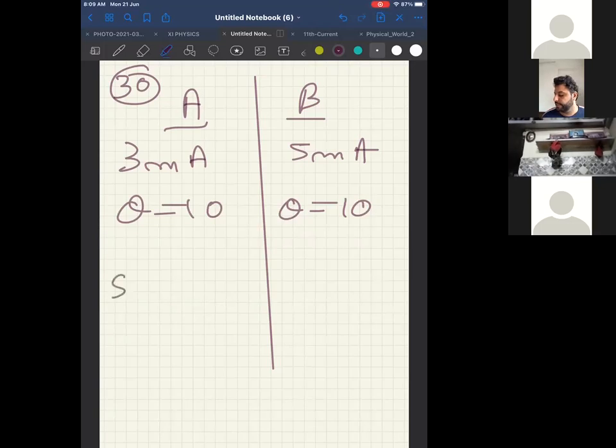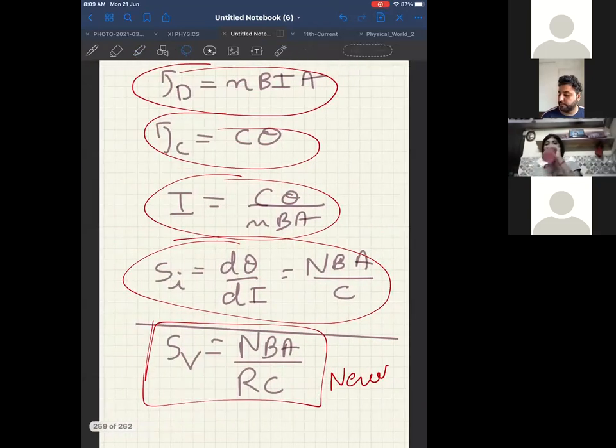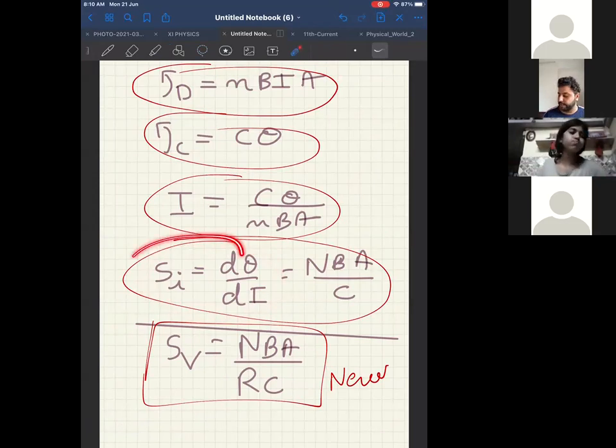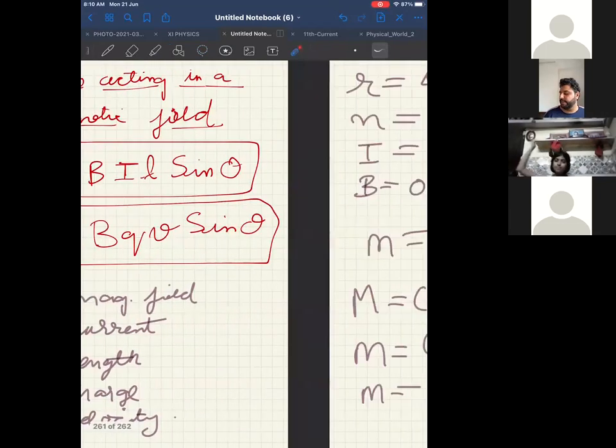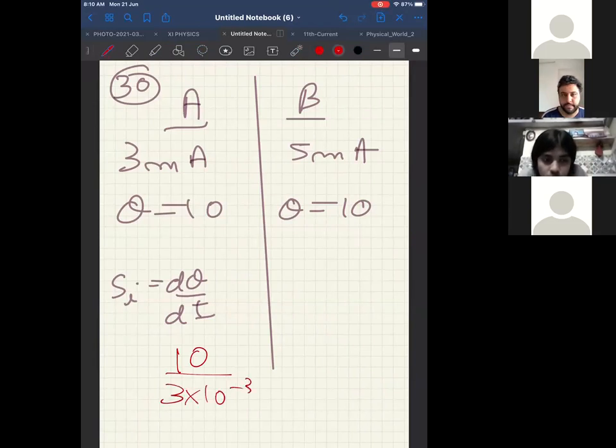I know the formula for sensitivity is d theta by di. Check my formula. Current sensitivity is d theta by di. Now d theta by di, if I do over here, tell me in the first case what answer will I get? I will get 10 by 3 into 10 power minus 3. And over here I will get 10 by 5 into 10 power minus 3.